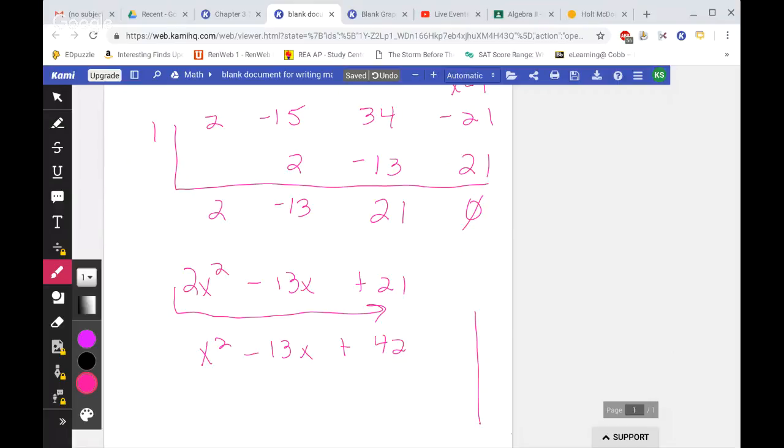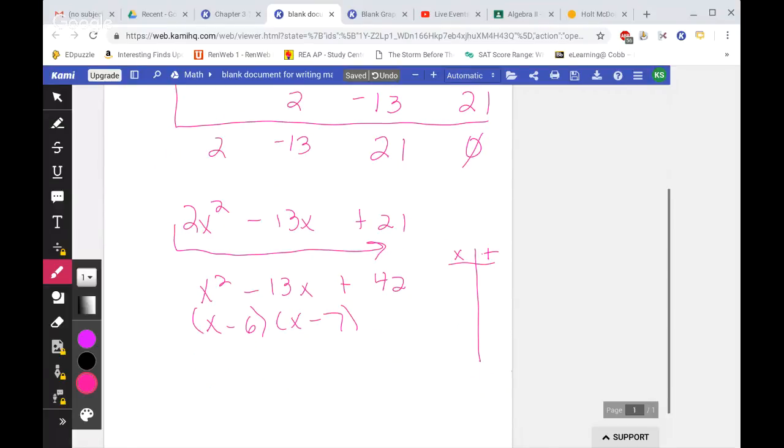Okay. So we've got a positive 42 and a negative 13, which tells me that both of my factors are going to be negative. So would it be, I think it's negative 6 and negative 7? It is. We don't even have to do the table anymore. You're a genius. You don't even need me. Thank you. Awesome. Great.